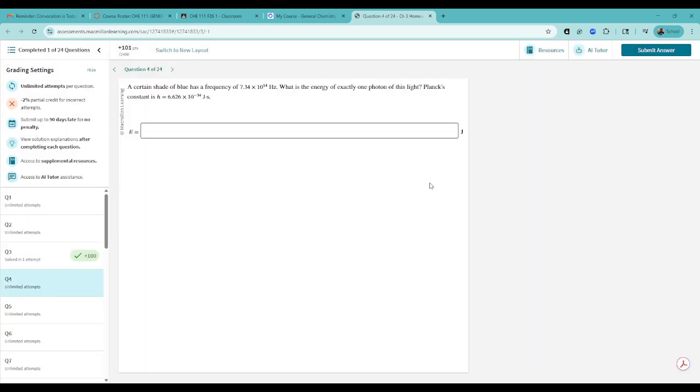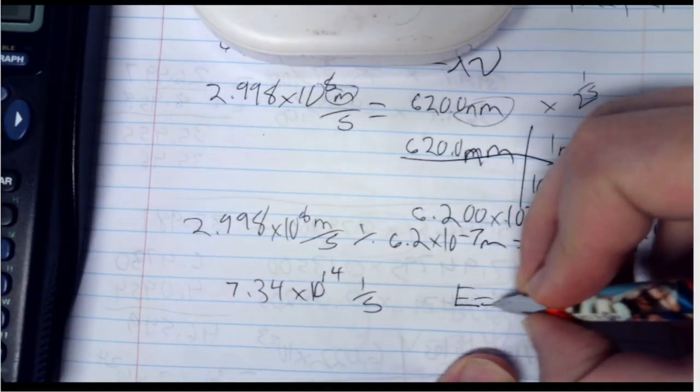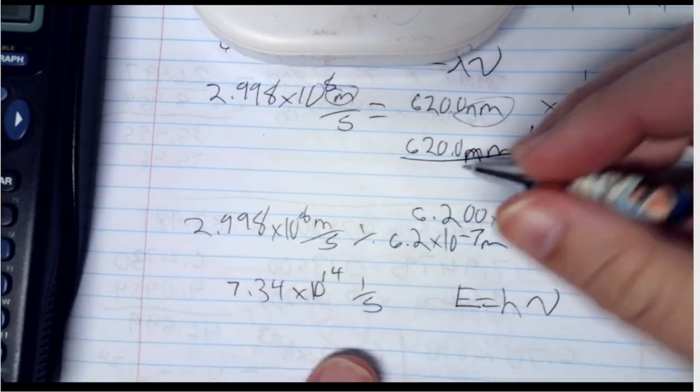Jumping to problem 4, another one before we move on. A certain shade of blue has a frequency of 7.34 times 10 to the 14th hertz, which is equivalent to an inverse second. What is the energy of this, given Planck's constant? Once again, this is a pretty straightforward one, but let's make sure we know how to use our equations. Energy is equal to Planck's constant times frequency.